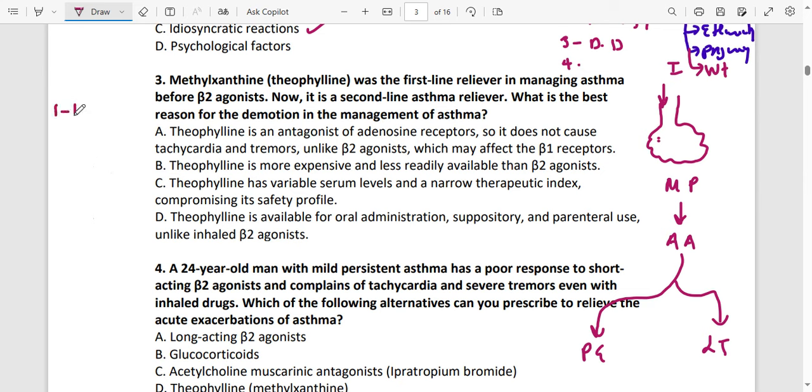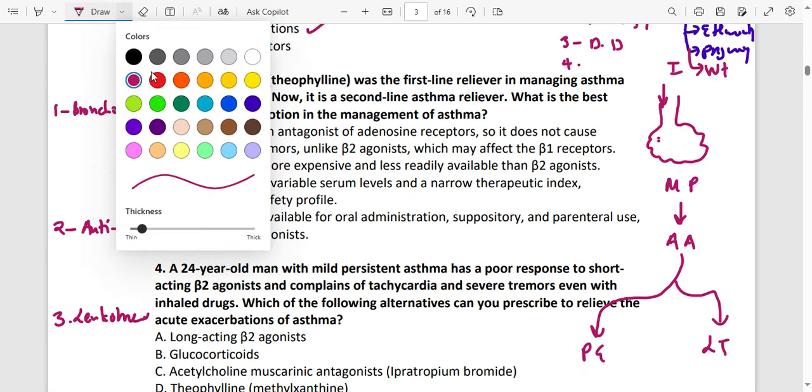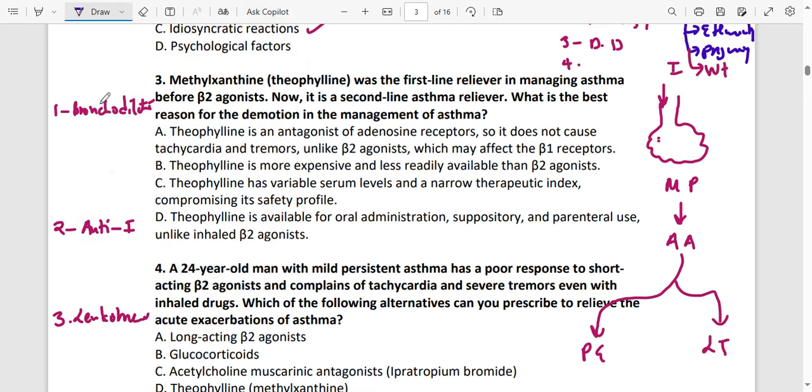Number one, we have got bronchodilators. Remember, the problem is that there is constriction. And then number two, we can give anti-inflammatory agents. And then number three, we can give those which will be working on leukotrienes.